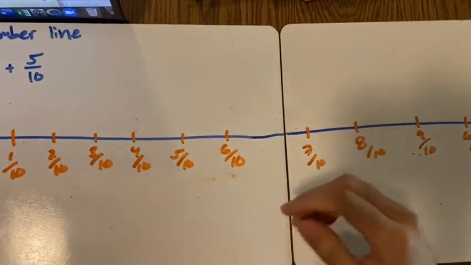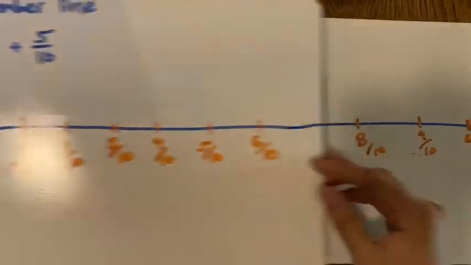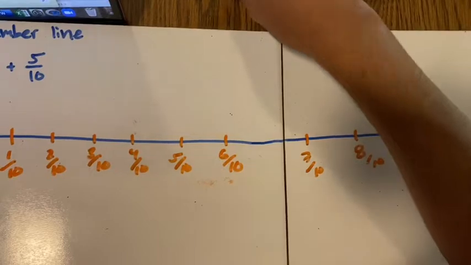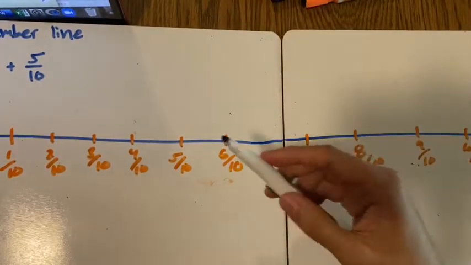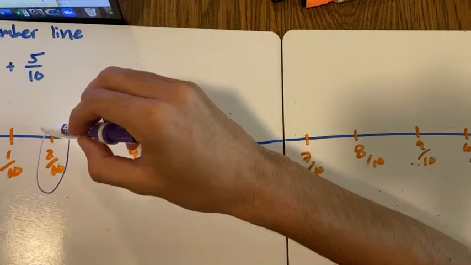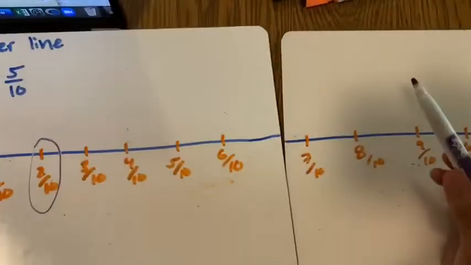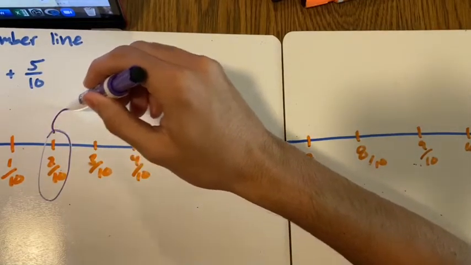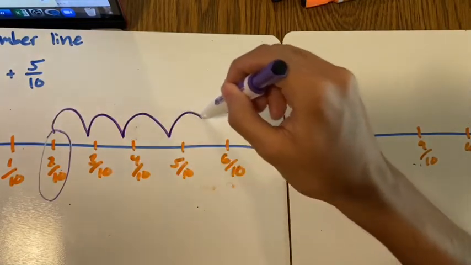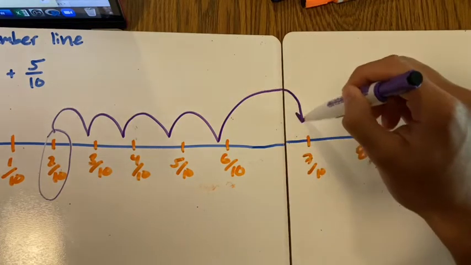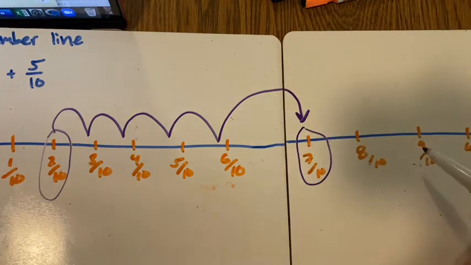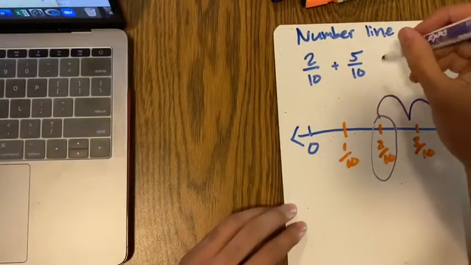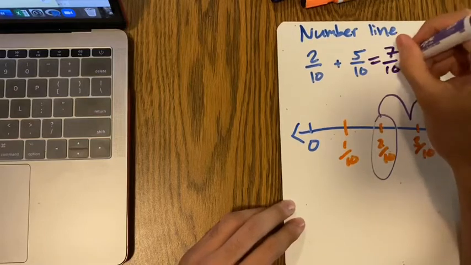So we're adding 2 plus 5, 2 over 10 plus 5 over 10, okay? Now I know for some of you this might be an easy one, which is okay. But let's see how we do it. So we start off with 2 over 10, because that's the number we're starting with, right? And then we're going to add 5 more. So let's go ahead and skip count. 1, 2, 3, 4, 5. So what's our answer? Where did we land? 7 over 10, correct. So our answer is 7 over 10, no problem.